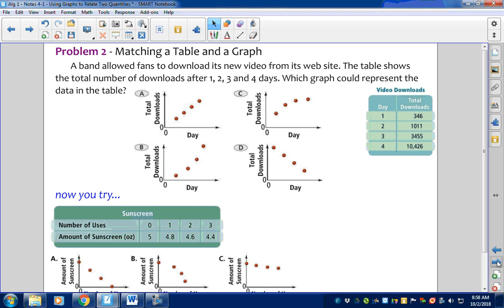Okay. We're going to be studying linear graphs in this unit. That's primarily what we focus on in Algebra 1, versus nonlinear. And there are lots of different nonlinear graphs that we'll study starting in Algebra 1 and on into the rest of your math, in Algebra 2 and pre-calculus and so forth. But let's look at this. It goes from 346 up to about 1011, right? And it goes from 1011 up to 3455, and then it jumps up to 10,426. Which of these four graphs do you think could go along with that data?